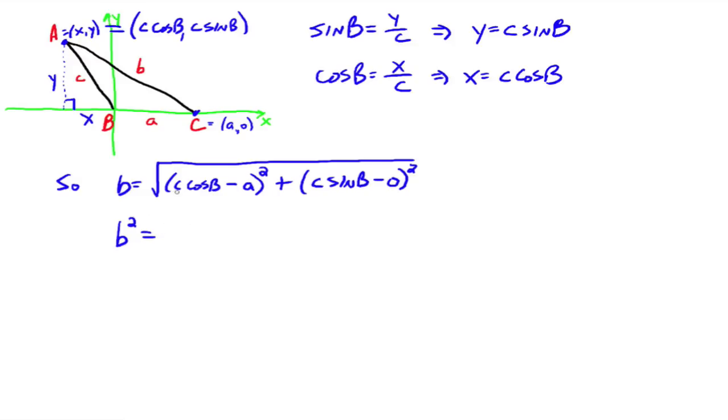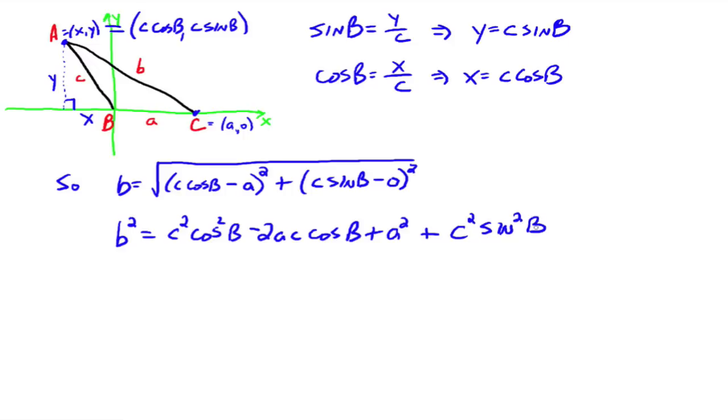Now let's multiply out this C cosine B minus A. So all of this that I just wrote right here is this C cosine B minus A quantity squared when you just FOIL it out. Then we have a plus. This thing over here is just C sine B, and so then we're squaring that. We get C squared times the sine squared of B. So that's just a bunch of algebra.